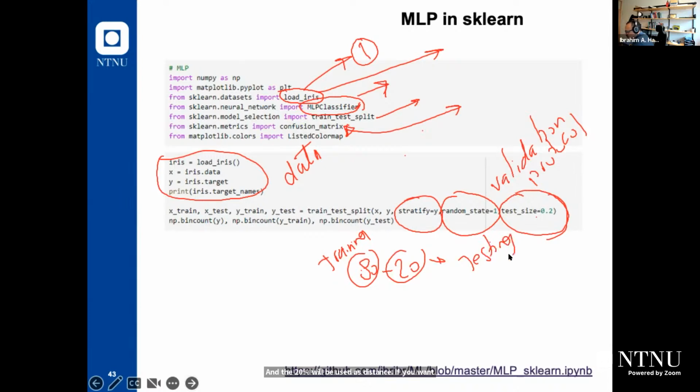If you want to just double check that all classes are equally represented, I can just use this function, which is bincount. bincount y, bincount y_train, bincount y_test. We apply this one to the target feature, because only the target feature can help me to know which one is what. So bincount y, for example, to know how many classes we have, how many examples from each class, and the bincount y_train and the bincount y_test.